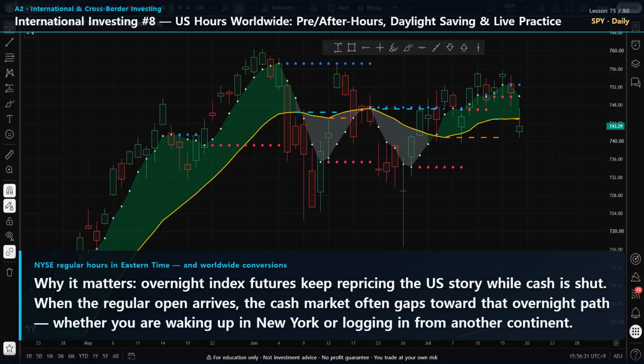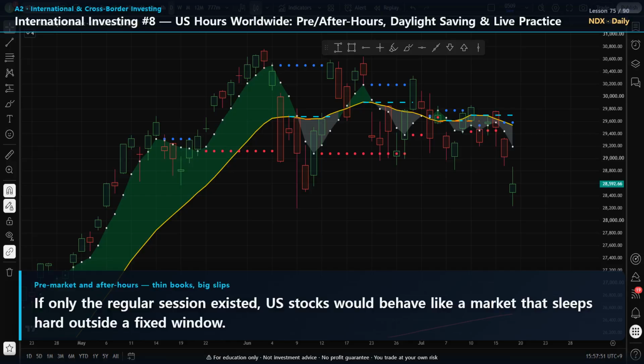Why it matters. Overnight index futures keep repricing the U.S. story while cash is shut. When the regular open arrives, the cash market often gaps toward that overnight path, whether you are waking up in New York or logging in from another continent. If only the regular session existed, U.S. stocks would behave like a market that sleeps hard outside a fixed window.